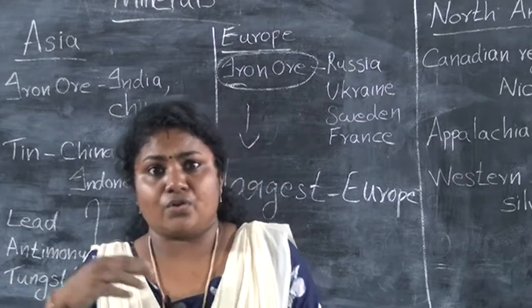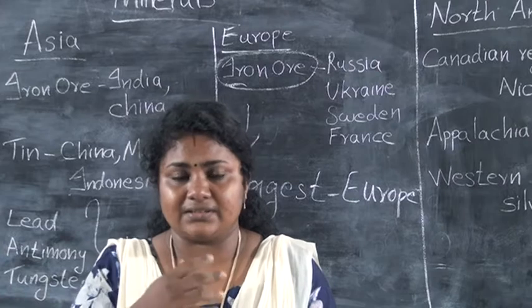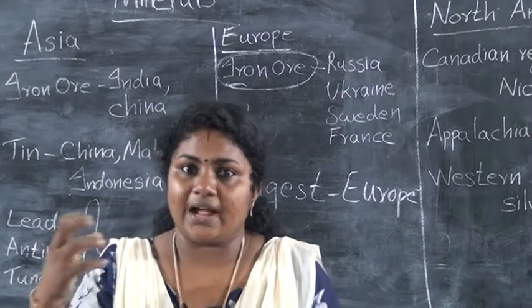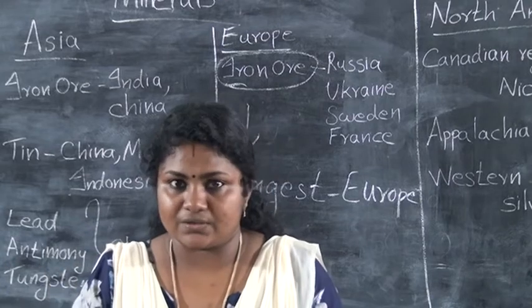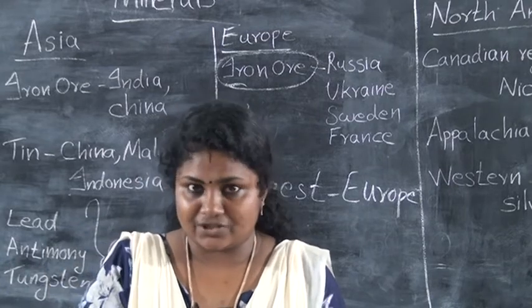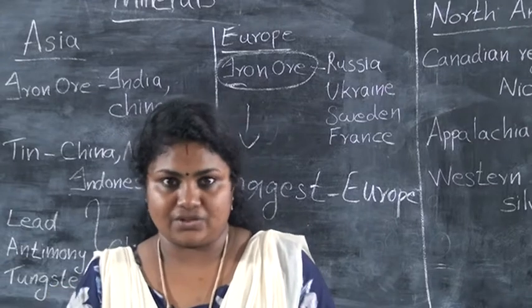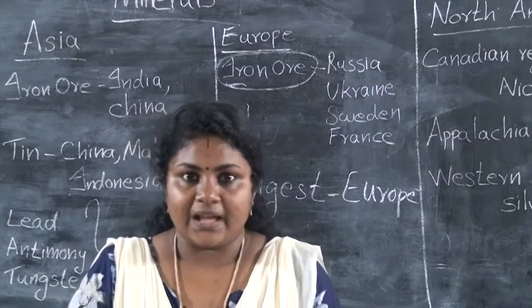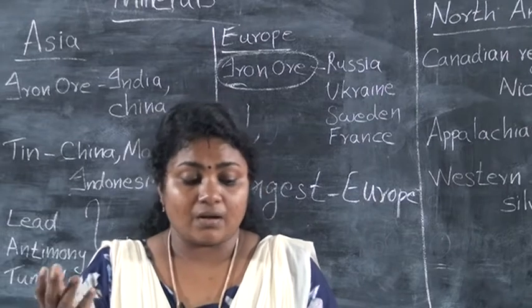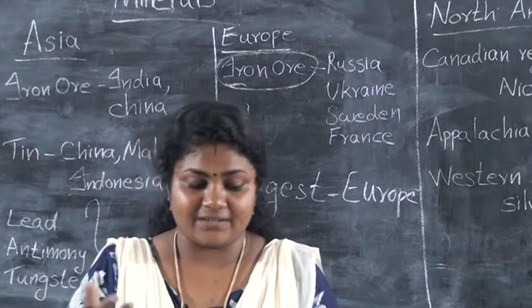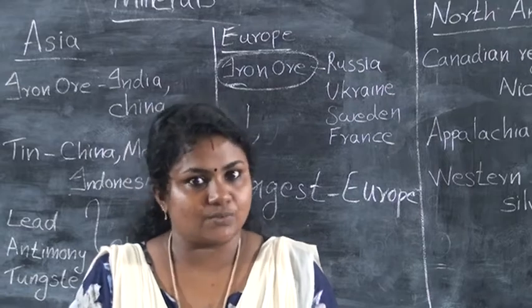You all know Russia is a very large country, and it is in both Asia and Europe. The European part of Russia we call European Russia. And in European Russia and Eastern Europe we can see copper, lead, zinc, manganese, nickel. All these minerals we can see.